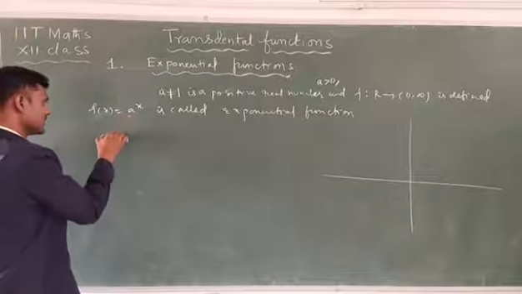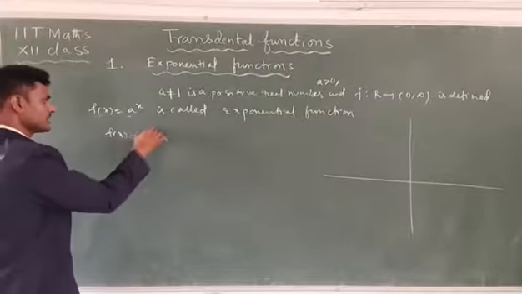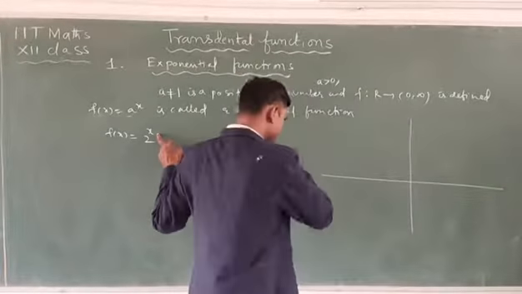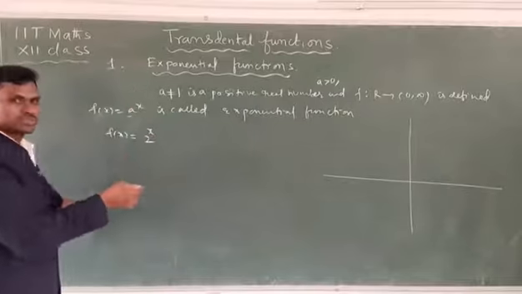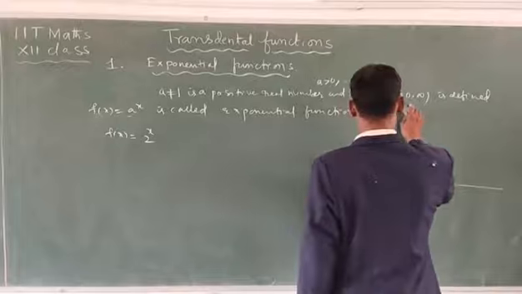Then instead of a you can take 2. Here a is equal to 2, and for x you can take 0, 1, 2, 3, 4, any number also. Here only positive numbers.